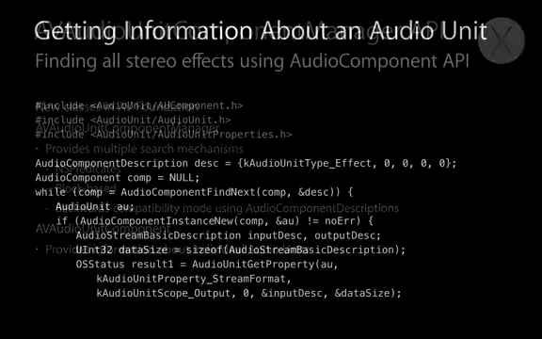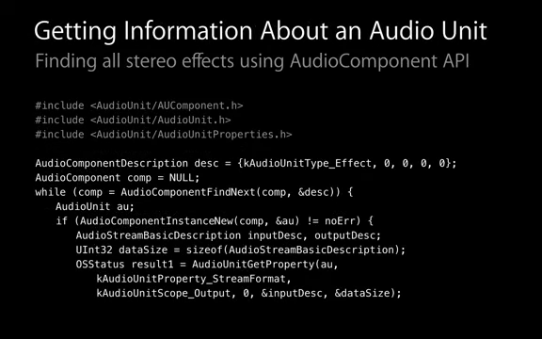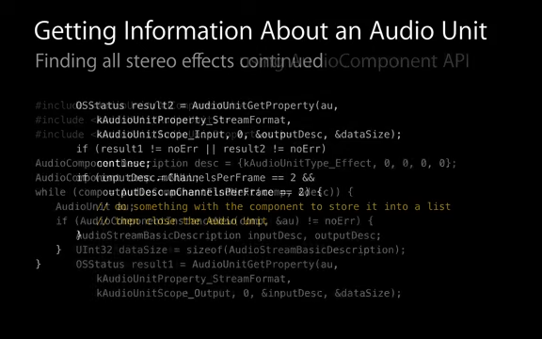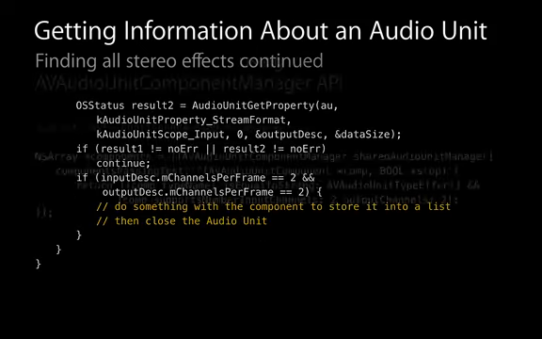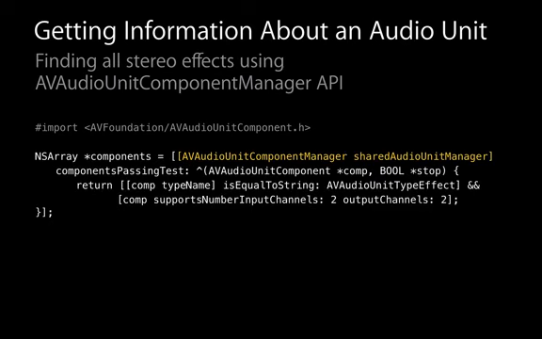Now, using our prior API, if I wanted to do something like find all stereo effects that support 2-channel input and 2-channel output, I'd have to write a great deal of code. That's okay, but now with this new API, we can reduce all that to this simple, elegant 4 lines of code. The first of which is retrieving an instance of the shared audio unit manager.